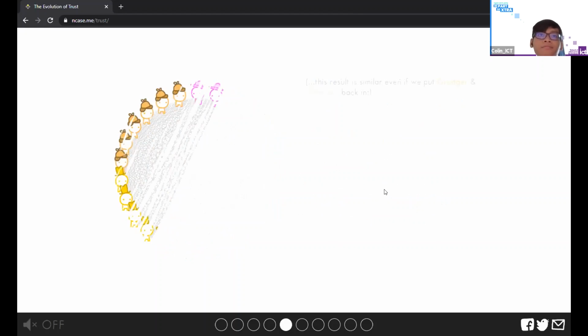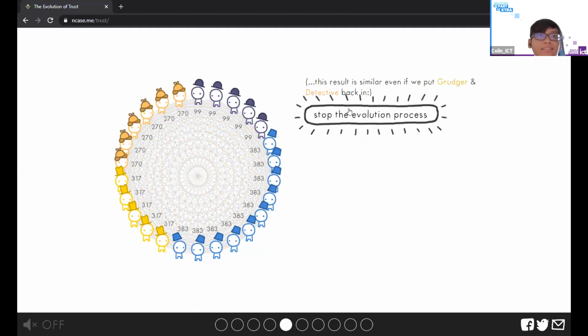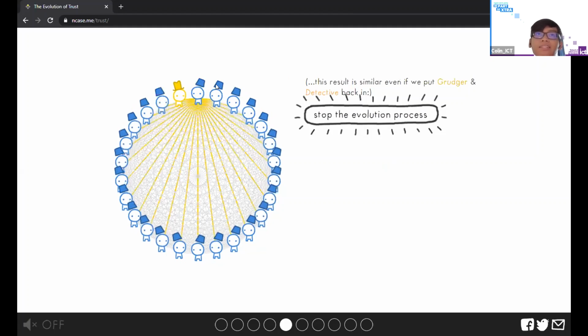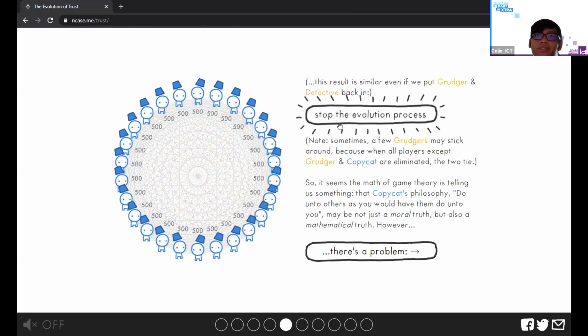Okay, now we'll add the other two characters, if you remember, the detective and the grudger. I think it's pretty obvious you can guess that the copycat just wins again. However, as you just saw, the grudger does stick around for a while, because remember, the grudger will always cooperate and the copycat would copy their last move. So they stick around a little longer because they are willing to cooperate. And that's that.